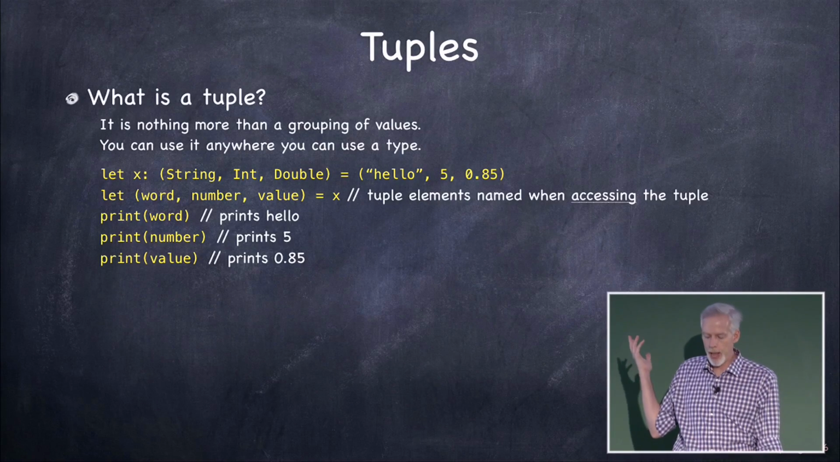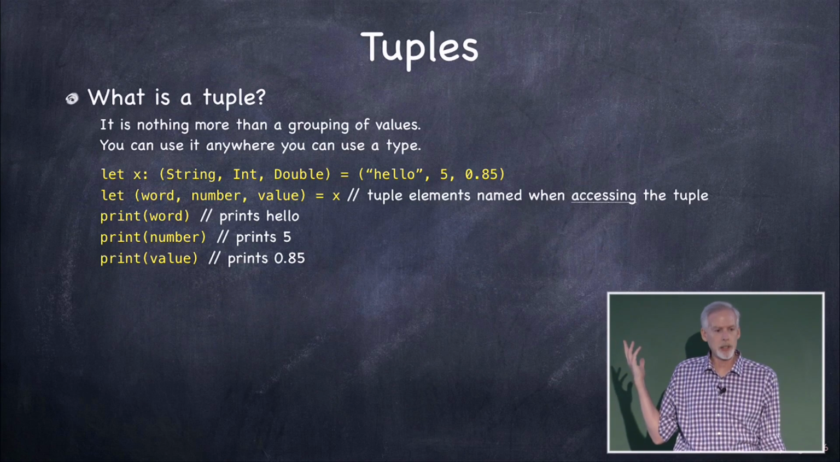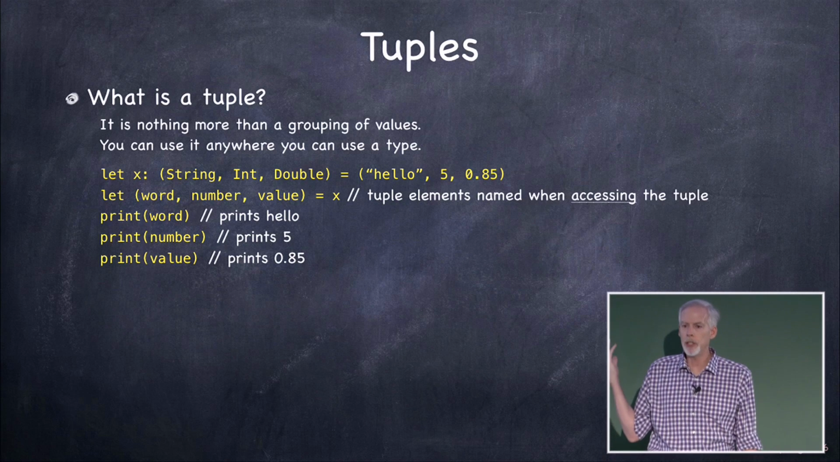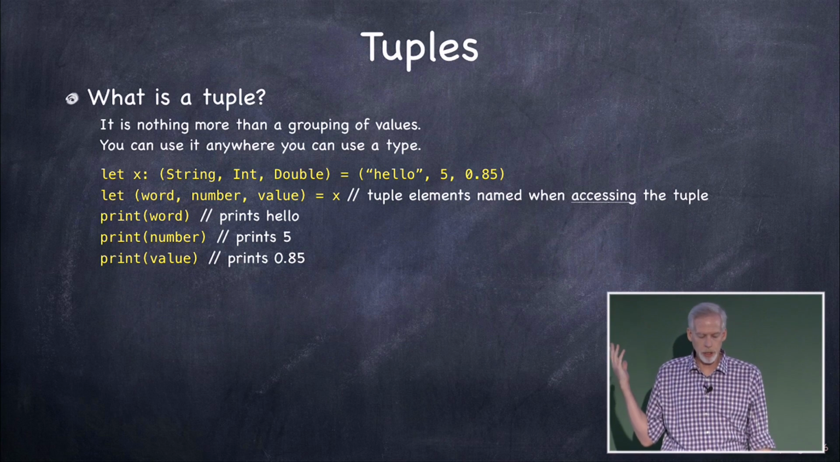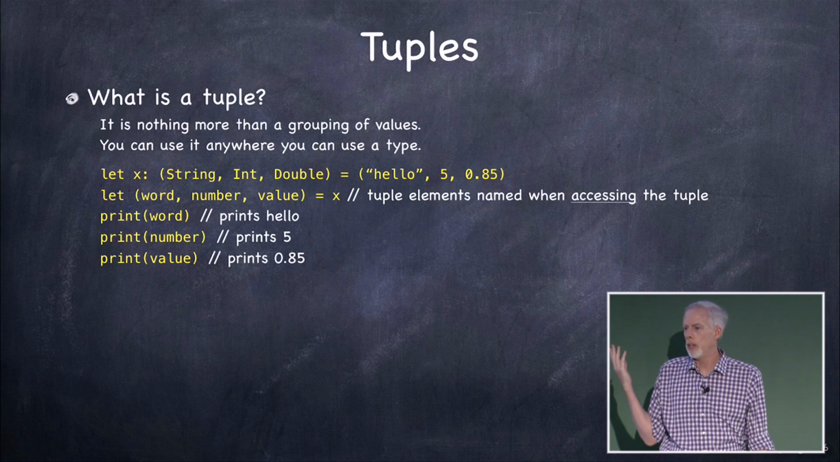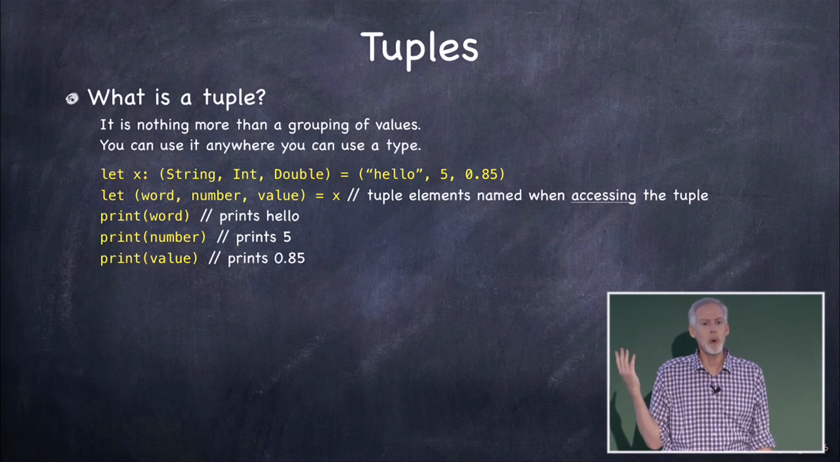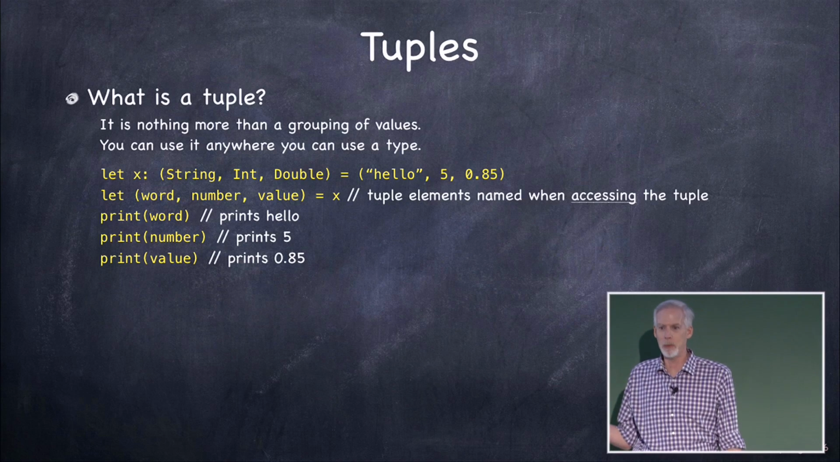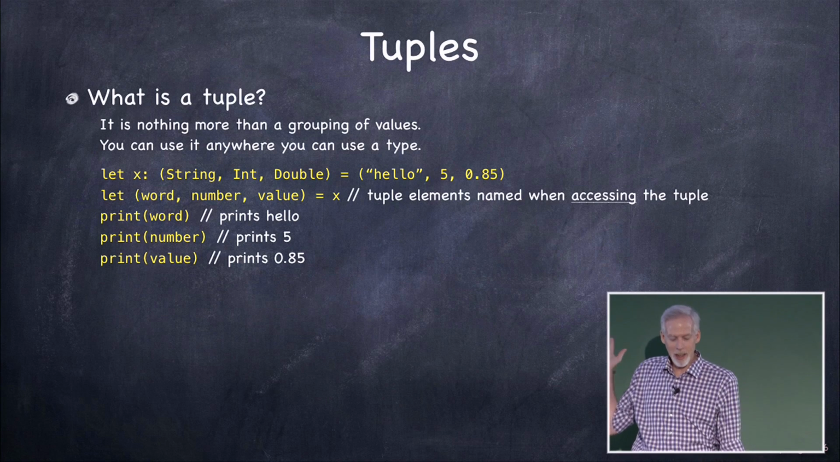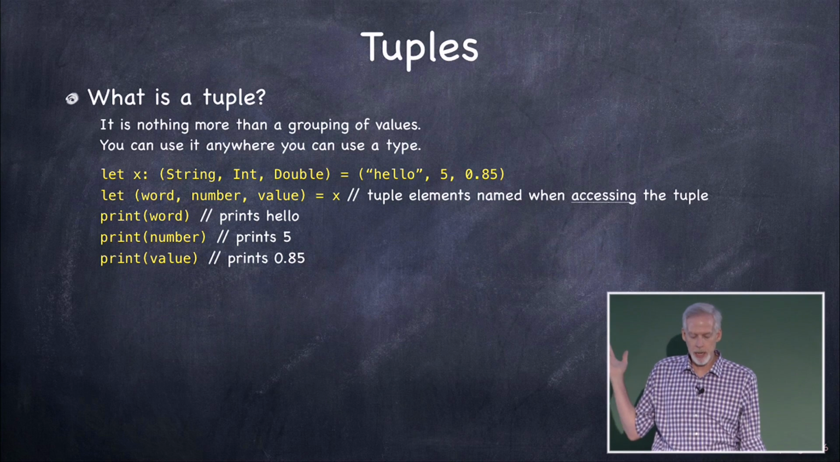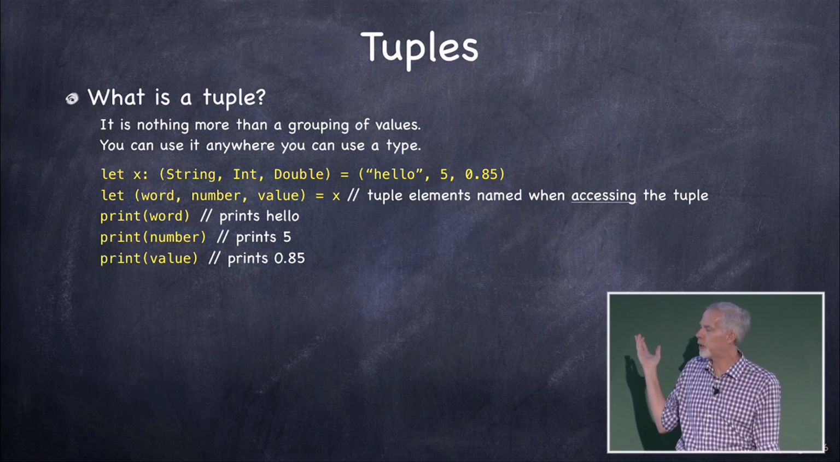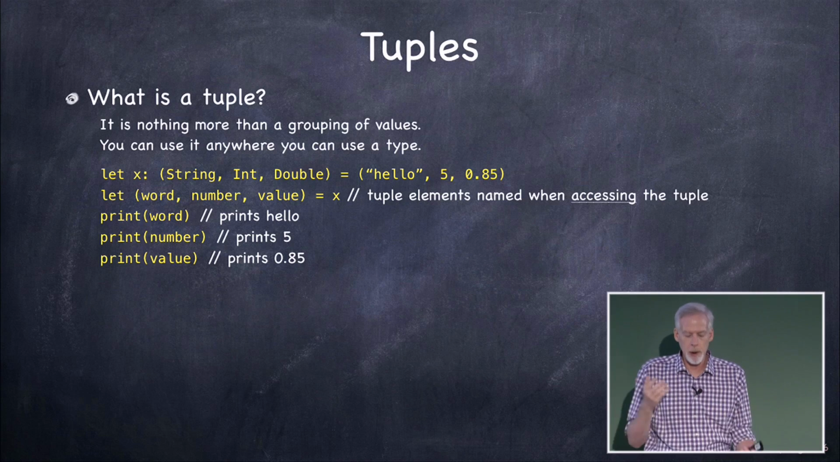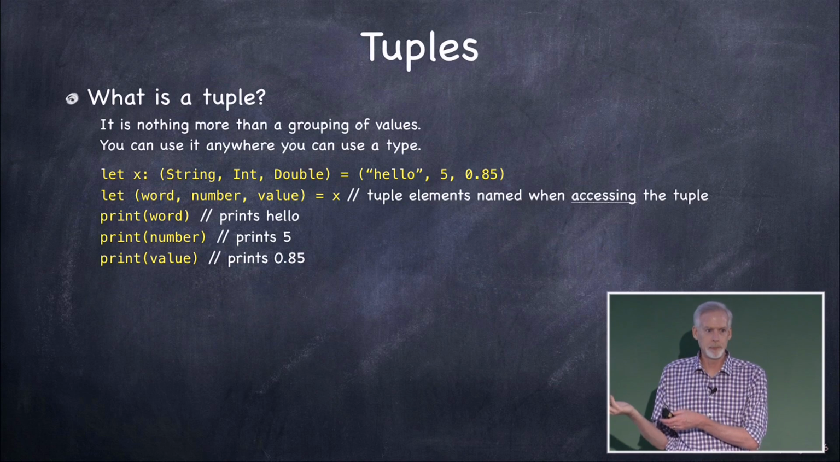I'm going to create x, okay, this let x is a constant. Its type is a tuple with a string, int, and double. So even though tuple has the sound two in it, okay, it's not just two things. Any number of things can be in a tuple, okay? So x there is a tuple with string, int, and double. And I'm even setting it to a value, which is just parentheses, a string, an int, and a double, okay?